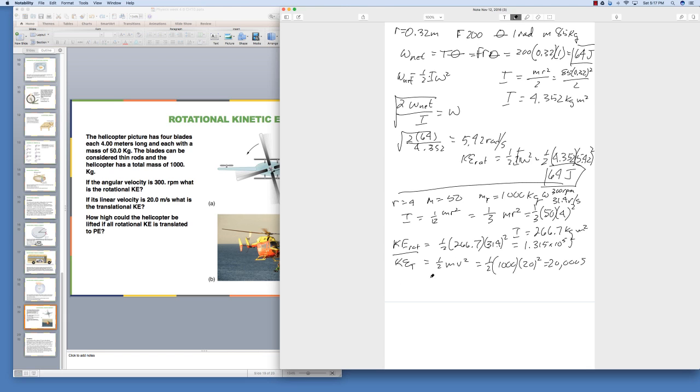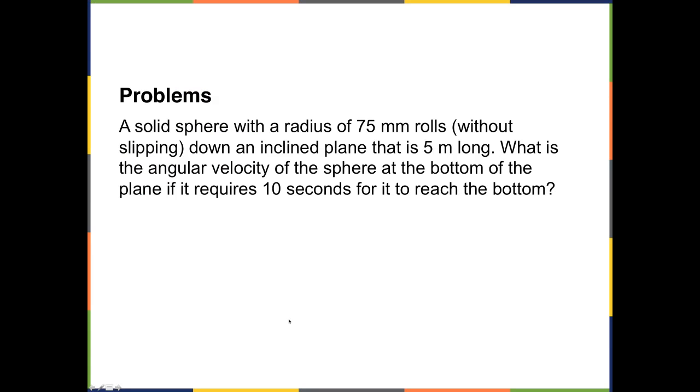Lastly, if all this rotational energy were converted into potential energy, the potential energy formula mgh is equal to the rotational kinetic energy. If you solve for h, you put the rotational part, 1.315 times 10 to the 5th, on the top, and then m and g on the bottom, m being 1,000 and g being 9.8. If you do the math here, you get 13.4 meters.